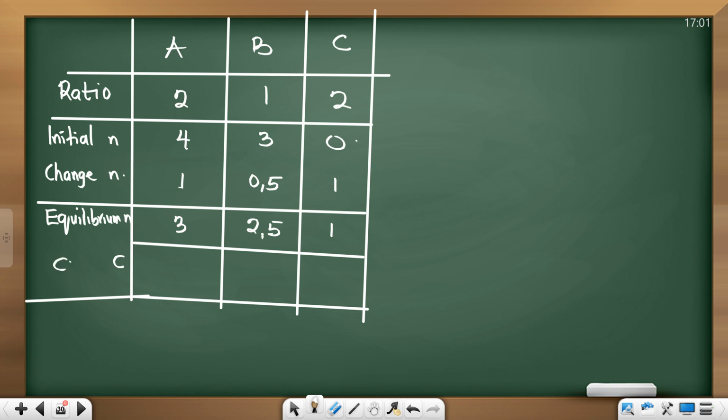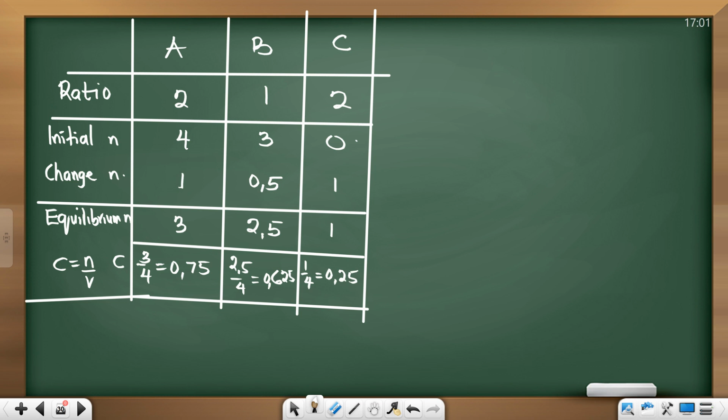Now, what's concentration? Number of moles divided by volume. So this is 3 over 4, which is 0,75. What will this one be? 2,5 over 4, and that is 0,625, I think. And this is 1 over 4, which is 0,25.